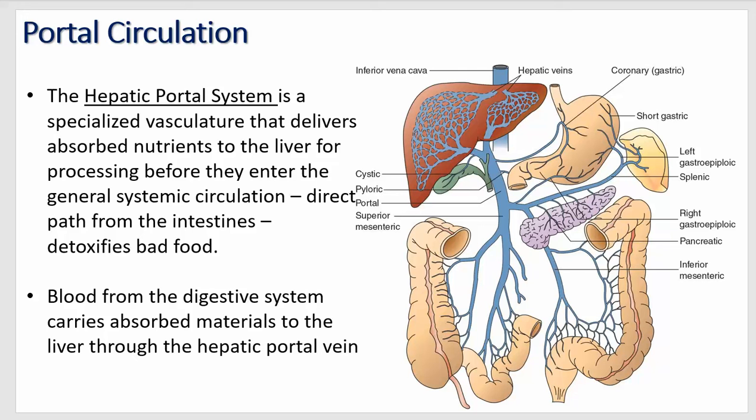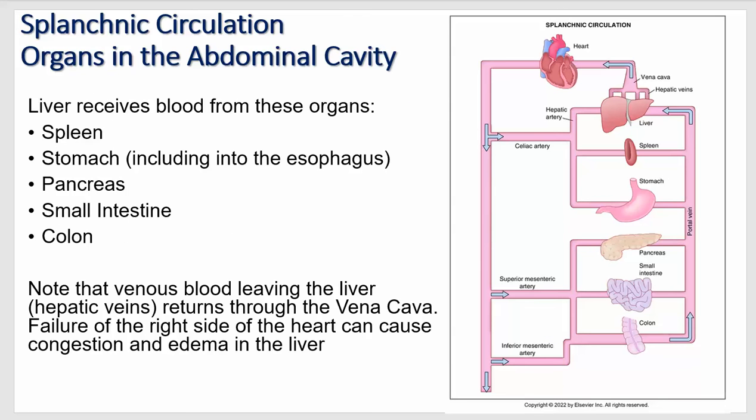So blood from the digestive system carries absorbed materials to the liver through the hepatic portal vein. Okay. So the portal vein. This is this guy right here. And all the tributaries to the portal vein. I'm making it red, but it's a vein.